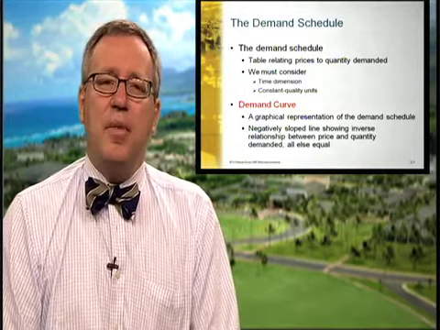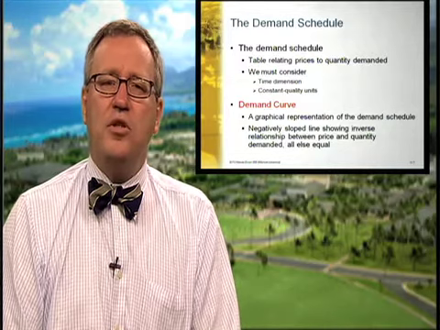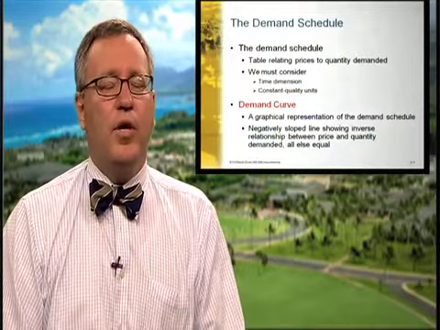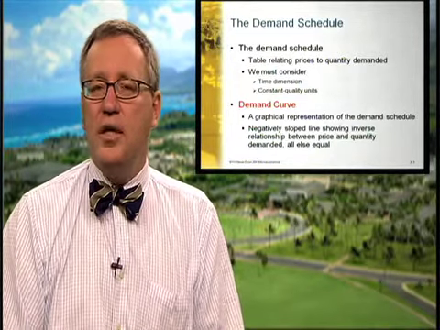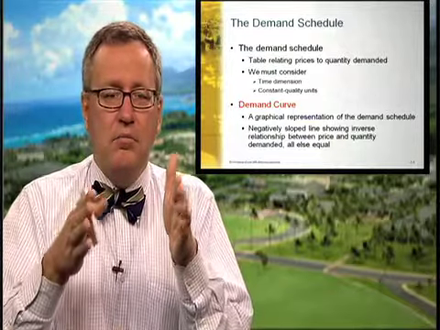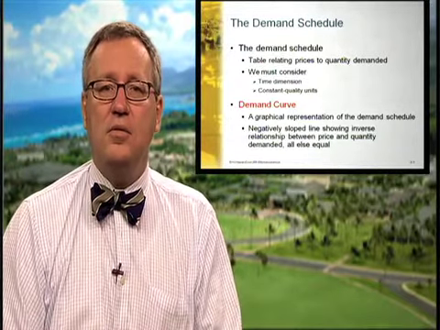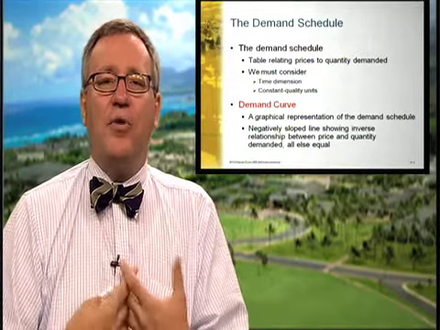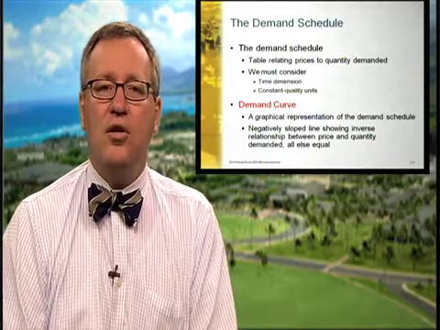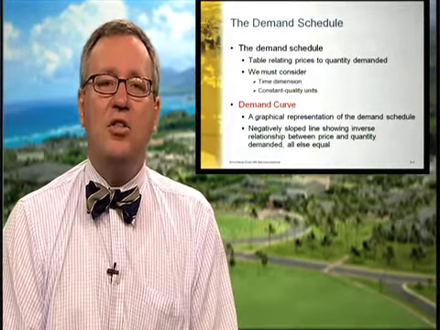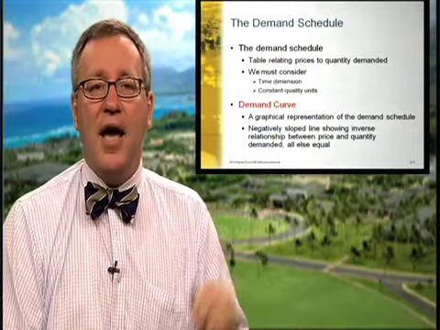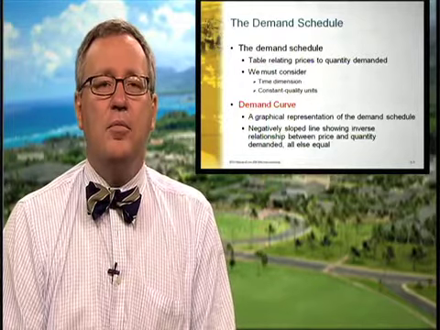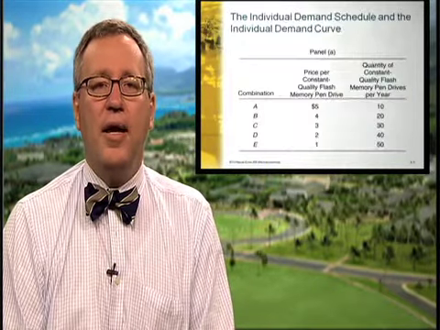We have to consider the time dimension. What that means is we're assuming that this analysis takes place over a discrete period of time. We assume that it's constant quality units. In other words, in that discrete period of time, quality changes aren't taking place. We can take that demand schedule, or that table, and we can graphically represent it in what's called a demand curve. It's a negatively sloped line, which means it goes down from left to right. It shows the inverse relationship between price and quantity demanded.